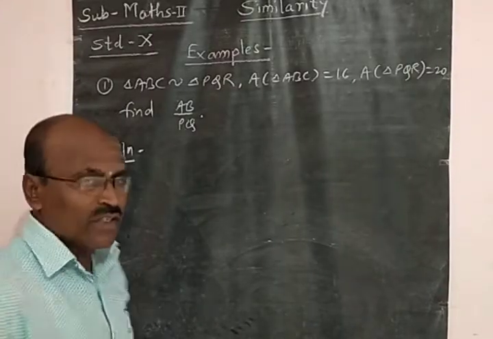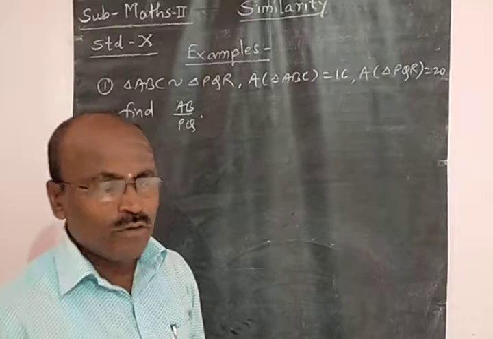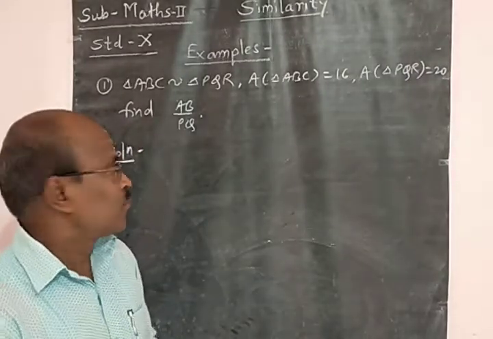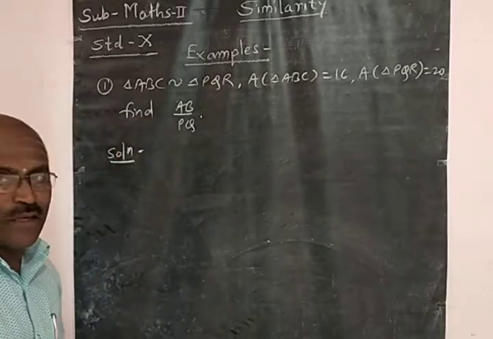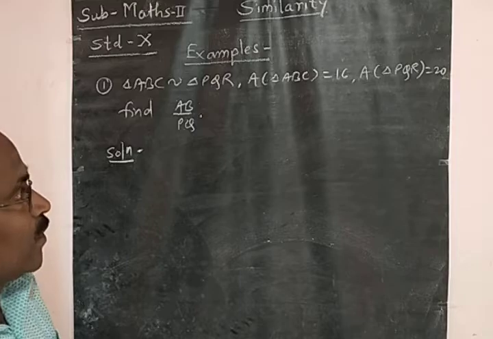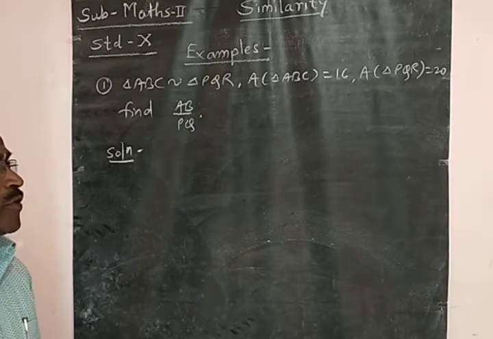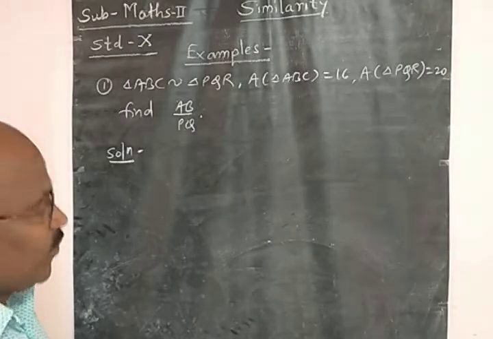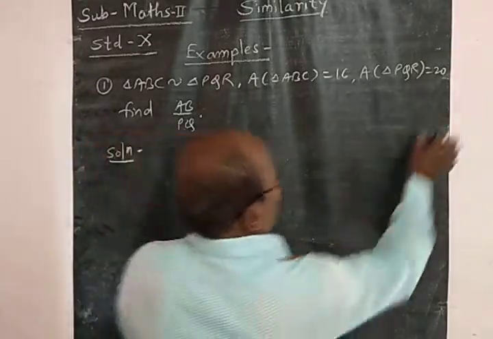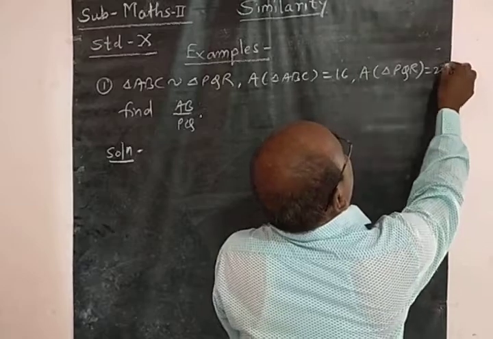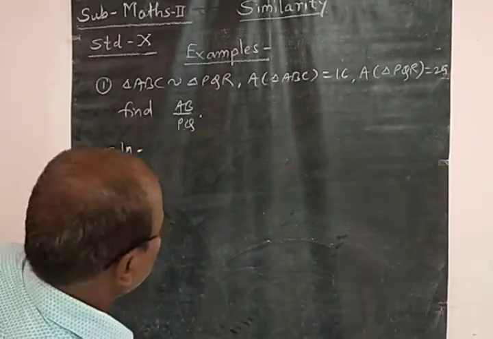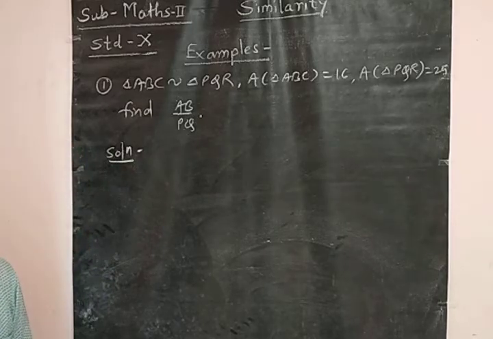We are going to study some examples based on areas of two similar triangles. So look at the first example here. In triangle ABC similar to triangle PQR, area of triangle ABC is equal to 16 and area of triangle PQR is equal to 25. Then find the ratio AB upon PQ.